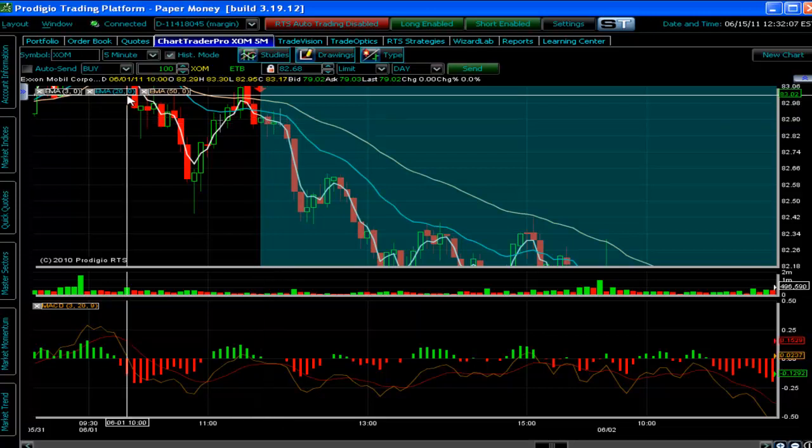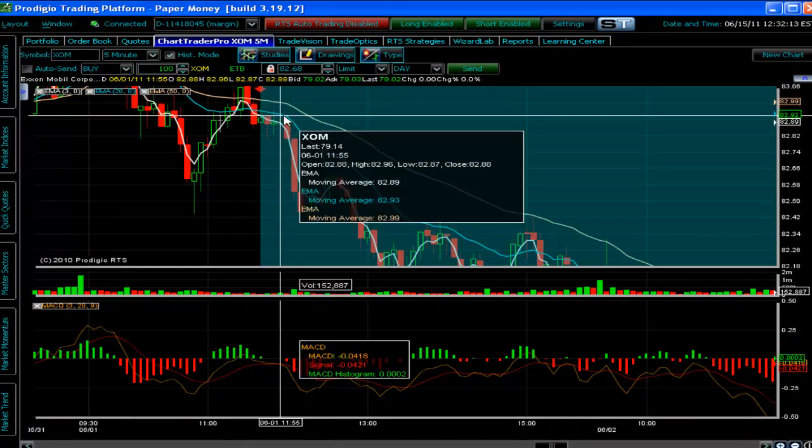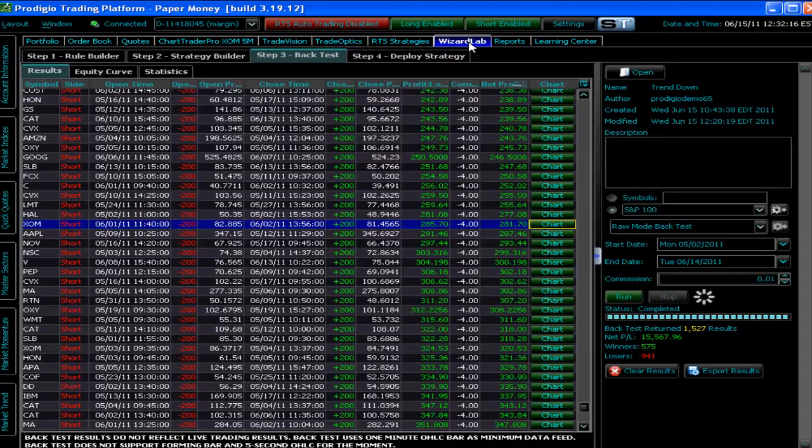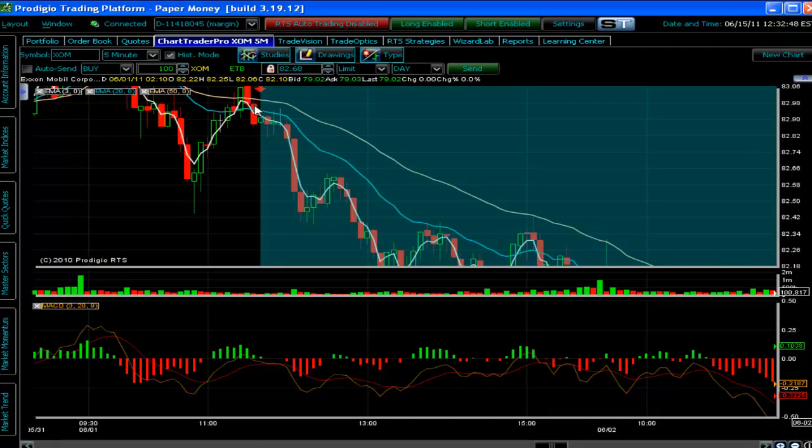Now, like I said, I'm working on a 3-period EMA and a 20-period cyan EMA. So I've got the white line and the cyan line. Let's go back over to the Wizard Lab Rule Builder. You'll notice here I have 5-minute OHLCs, a 3-period EMA, and a 20-period EMA. In order to get the difference between the two, I can simply subtract them from one another. That'll give me the positive or negative differences. If this 3-period EMA represents the white line, and this 20-period EMA represents the cyan line, subtracting them gives me the difference.